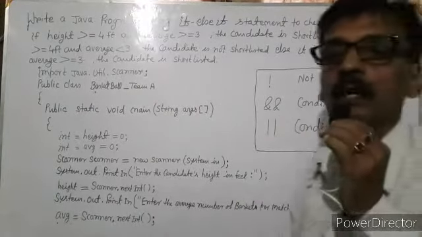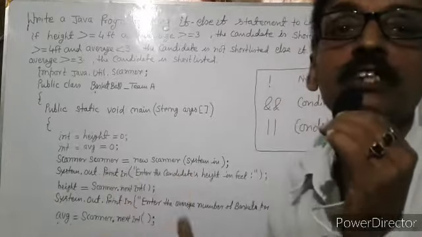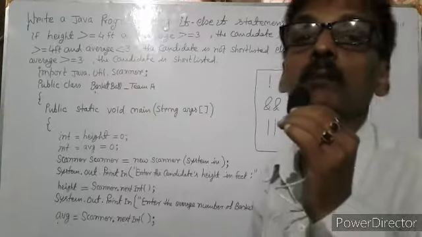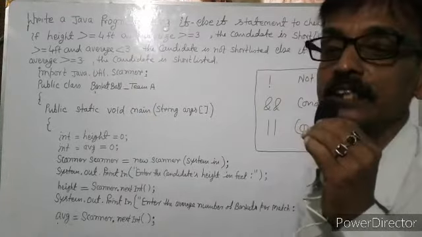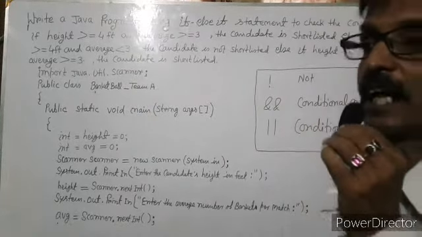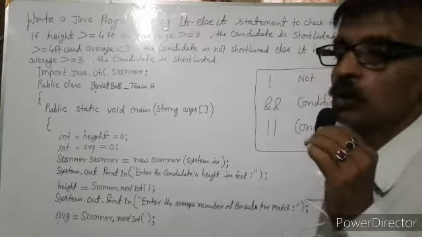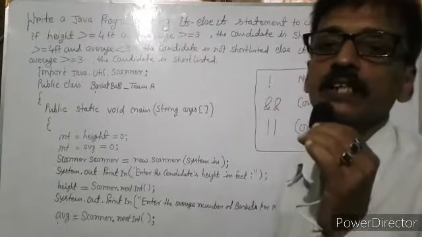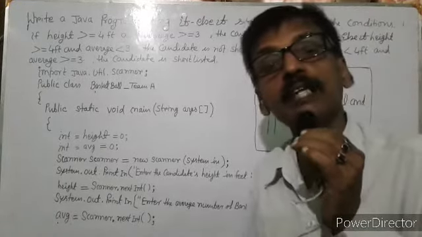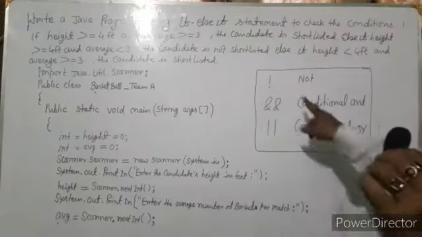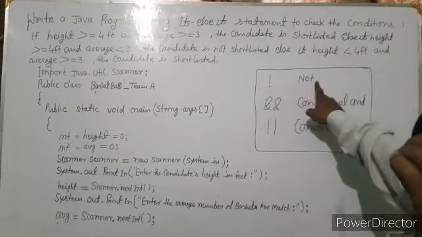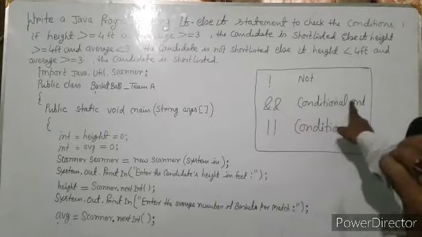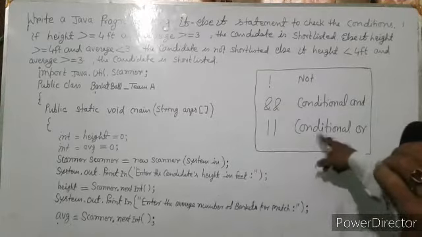Now, average means the number of baskets scored per match, and height is the player's height, or the candidate's height for those who are shortlisted. So when we are using more than one condition, a few symbols can be used. Here is the symbol for NOT, this is called AND, conditional AND, and this is conditional OR.